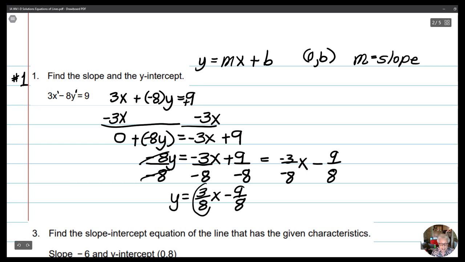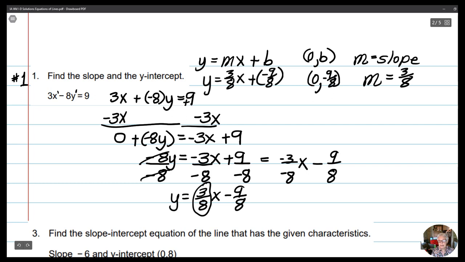This number in front of the x is our slope. Plus b. Well, yeah, plus b. Negative 9/8. So the slope is 3/8. The y-intercept is 0, negative 9/8. I hope this is bringing back some fond memories, maybe not so fond. Just wait.